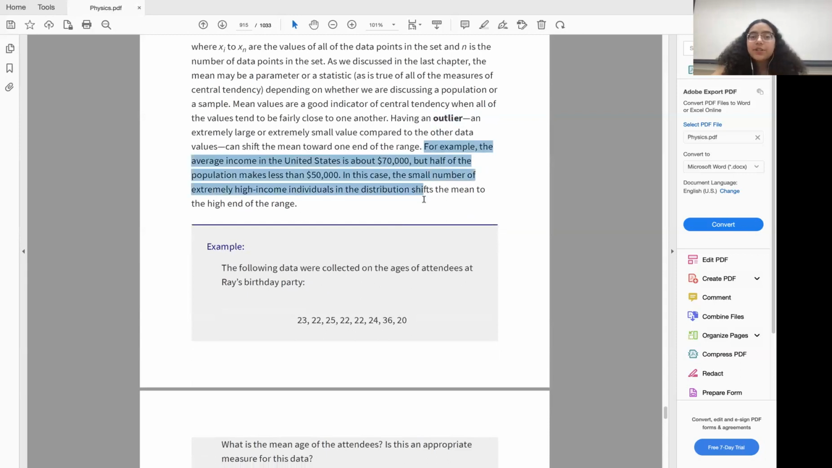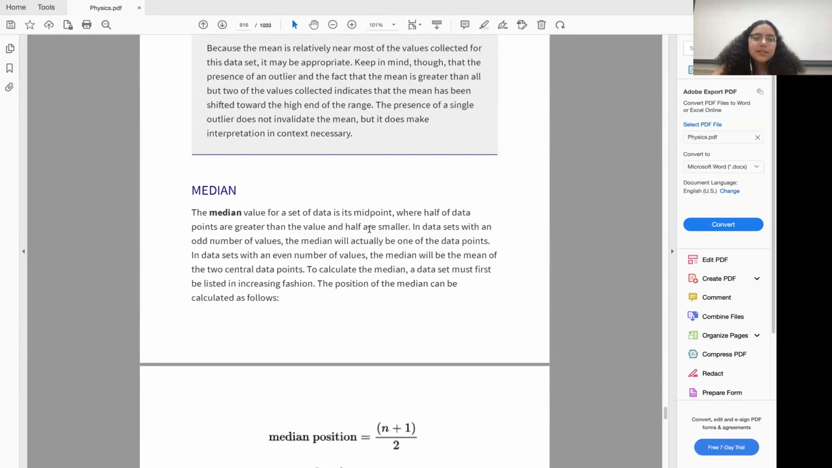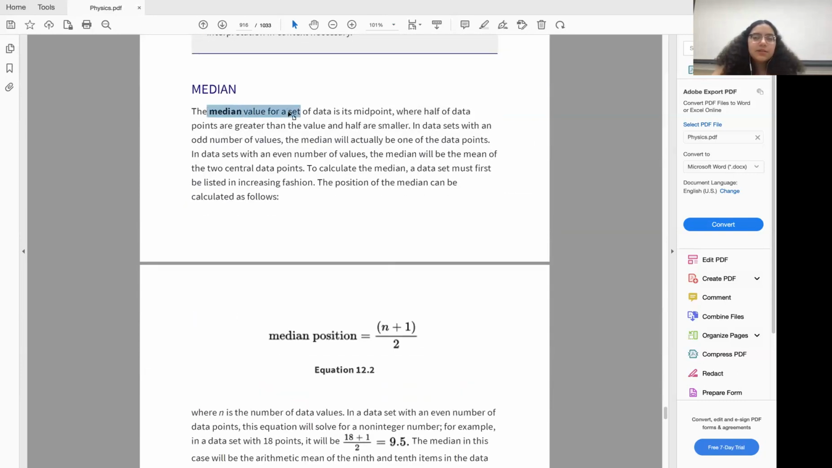So average income is a good example of how the mean gets skewed, because some people have so much money that the average income sounds much higher, but half the population makes less than 50,000, even though the average is 70,000. So those high income ones are outliers. In those cases, people use median, and median is just the middle of the data.